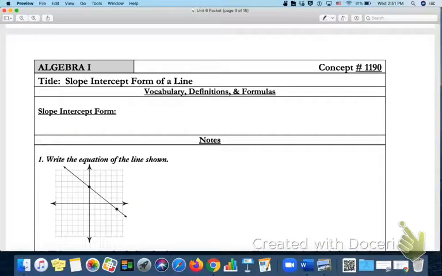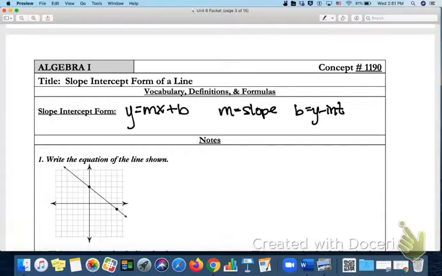Algebra 1, Concept 1190, Slope-Intercept form of a line. Just to review slope-intercept form, y equals mx plus b, where m equals the slope and b equals the y-intercept.